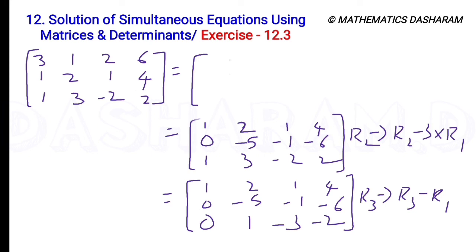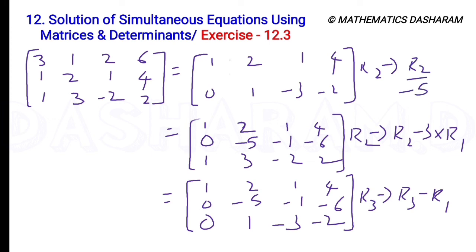So that is why 1, 2, 1, 4 first row. Next 0, 1, minus 3, minus 2 last row. Now R2 replace with R2 divided by minus 5. So 0 by minus 5 is 0, minus 5 by minus 5 is 1, minus 1 by minus 5 is 1 by 5, minus 6 by minus 5, it is 6 by 5.